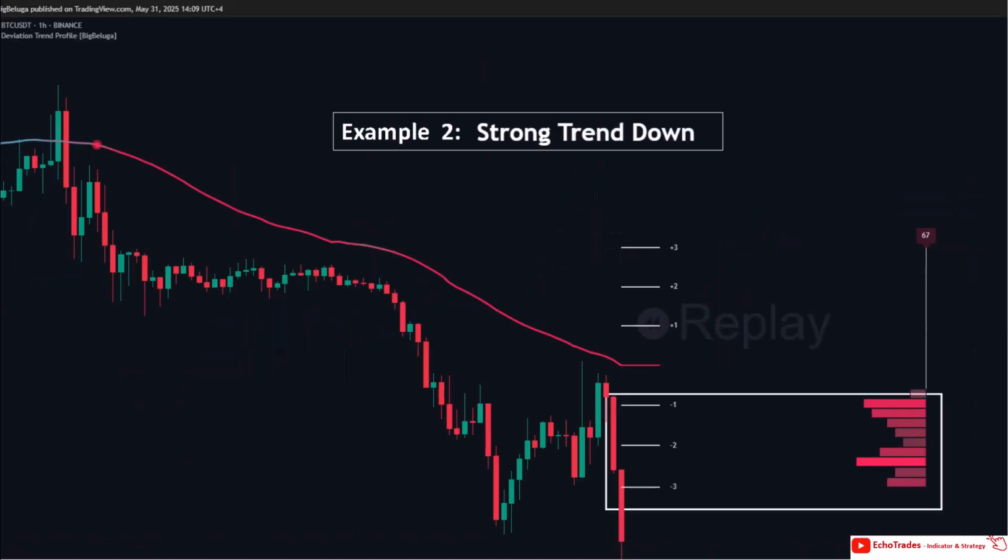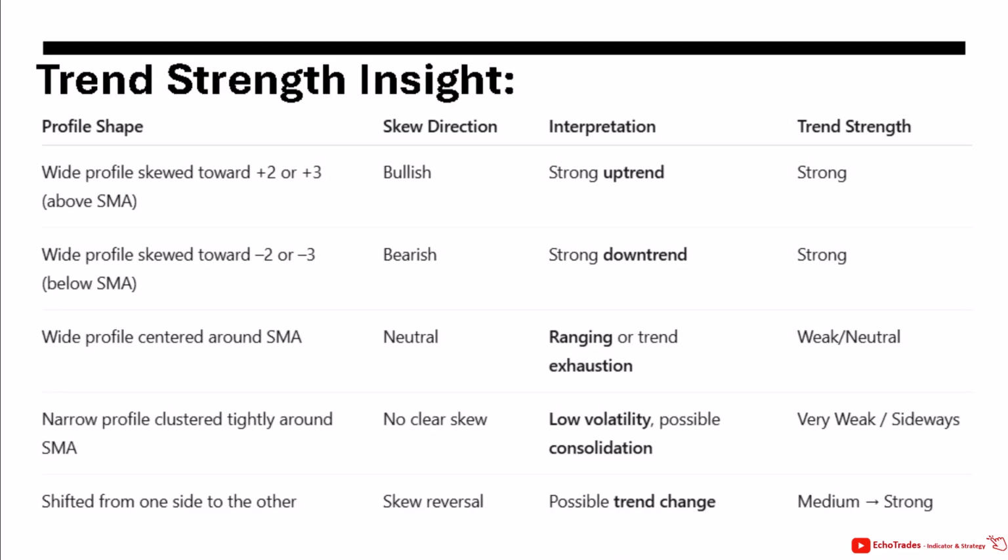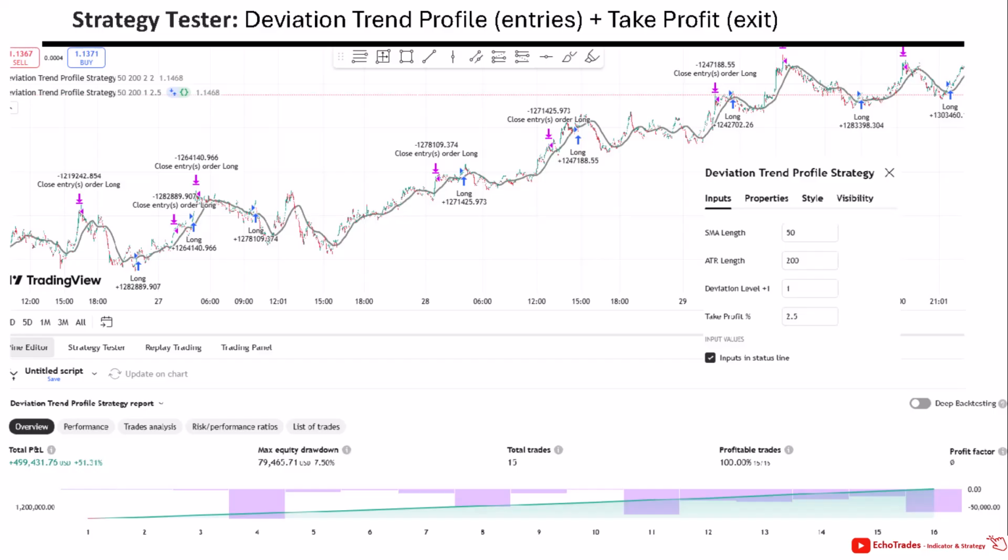Got it. So pulling this all together, what does it mean for you, our listener? This Deviation Trend Profile from BigBeluga seems to offer a powerful shortcut to getting really well informed about market trends. It combines that visual ease of use with some pretty deep analytical power. It goes beyond just simple trend following to give you critical insights into the quality of the trend. It really does bring together direction, duration, strength, and volatility quite seamlessly, all in one. On a sample 1-minute time frame, applying this profile just for entries combined with a simple take-profit exit strategy.